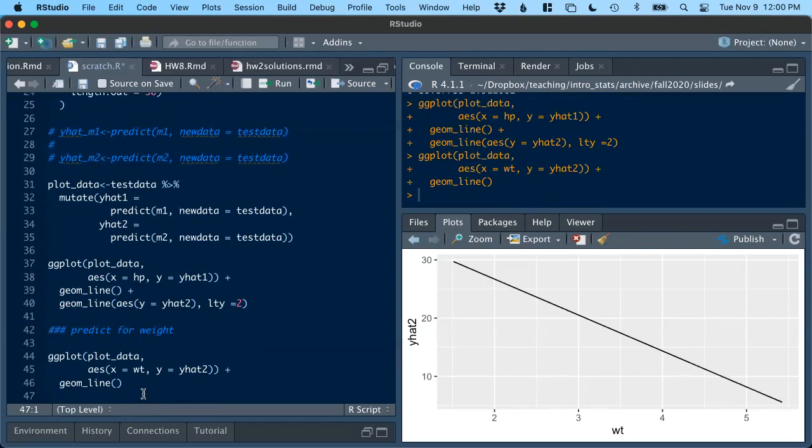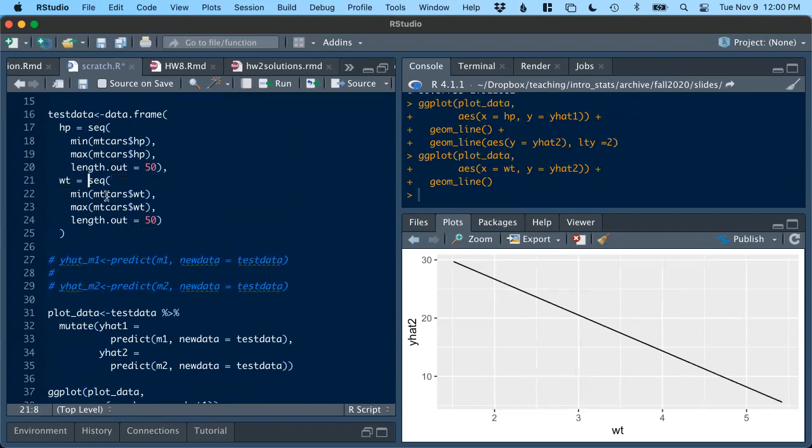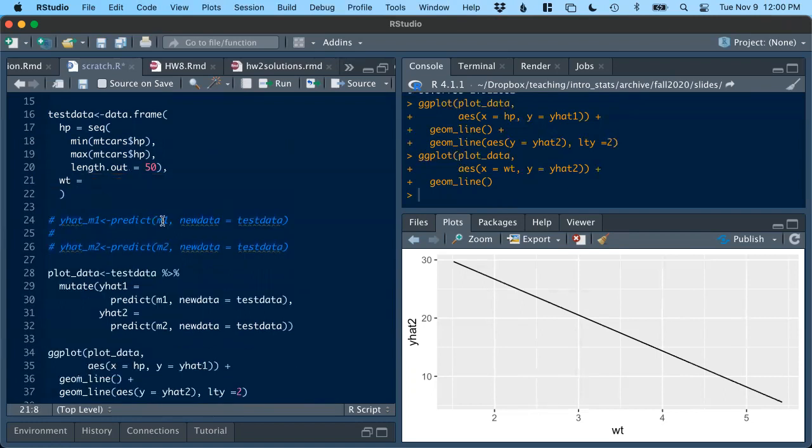But the assumption here is that we're holding horsepower constant, right? So we say as weight increases from 1 to 6, the problem with this prediction, though, is we've also allowed horsepower to vary, right? So let's switch this up. Instead of allowing horsepower to vary, making it a sequence, let's make it equal to a constant value. And let's make it equal to the mean of the data. When we want to hold something fixed, it's usually a good idea to take a mean or a median as our starting value, because that's at the center of the distribution.